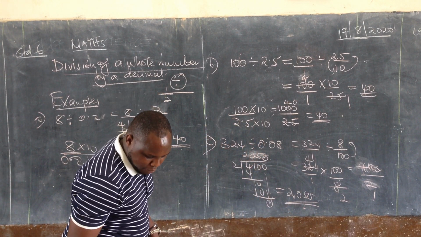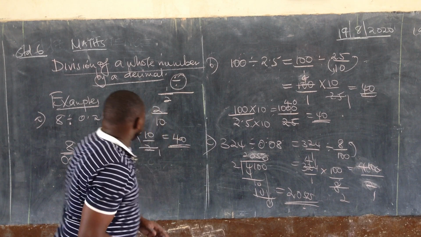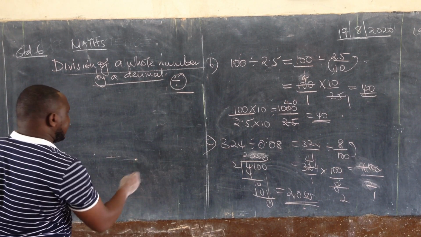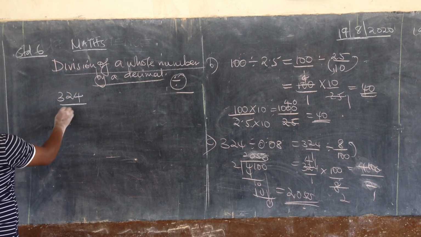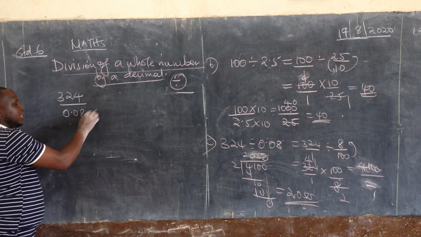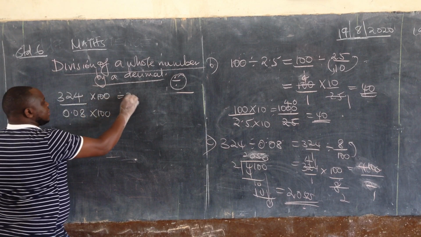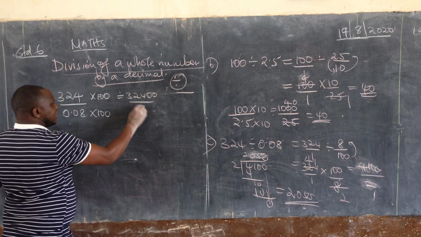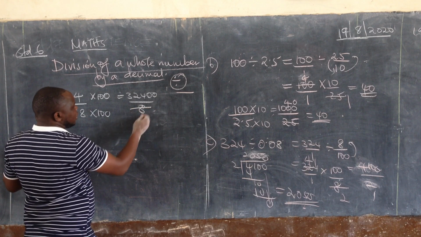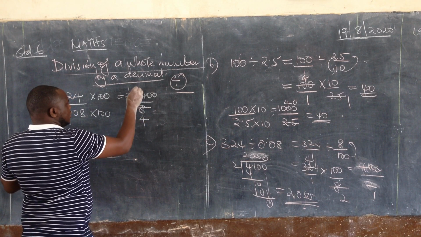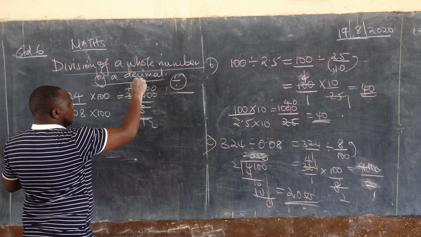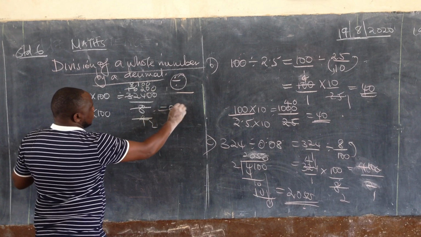Let's take the other method before I give you an assignment. The other method of course is going to be 324 over 0.08. So how do you move these decimal points? By multiplying the number with an equal number of zeros here. So times 100 on both sides. And here you get 324 plus two zeros over this 8 now. Can you see that? So this can start by 2. By 2, 4, by 2, 1, 6, 2, 0, 0. By 2, 2, by 2, 8, 1, 0, 0.